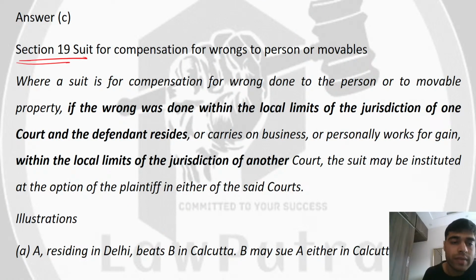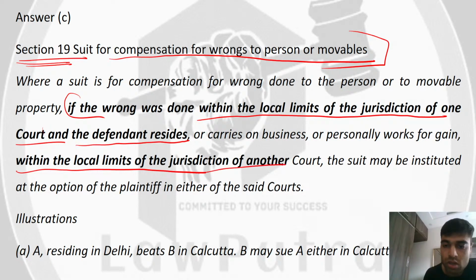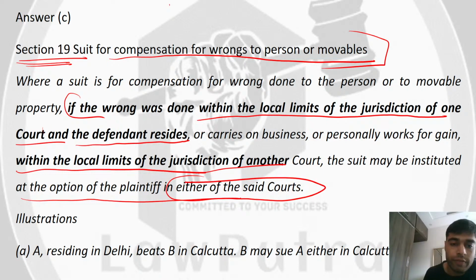Now, this is given under Section 19, which covers suits for compensation for wrongs done to movables. Section 19 says that if the wrong was done within the local limits of jurisdiction of one court and the defendant resides or carries on business within the local limits of jurisdiction of another court, the suit may be instituted at the option of the plaintiff in either of the said courts. That is, the defendant lives in the jurisdiction of one court, and the cause of action, the beating up, happened in a different court's jurisdiction. So here it was Calcutta and there it was Delhi, so he can file either in Delhi or in Calcutta.